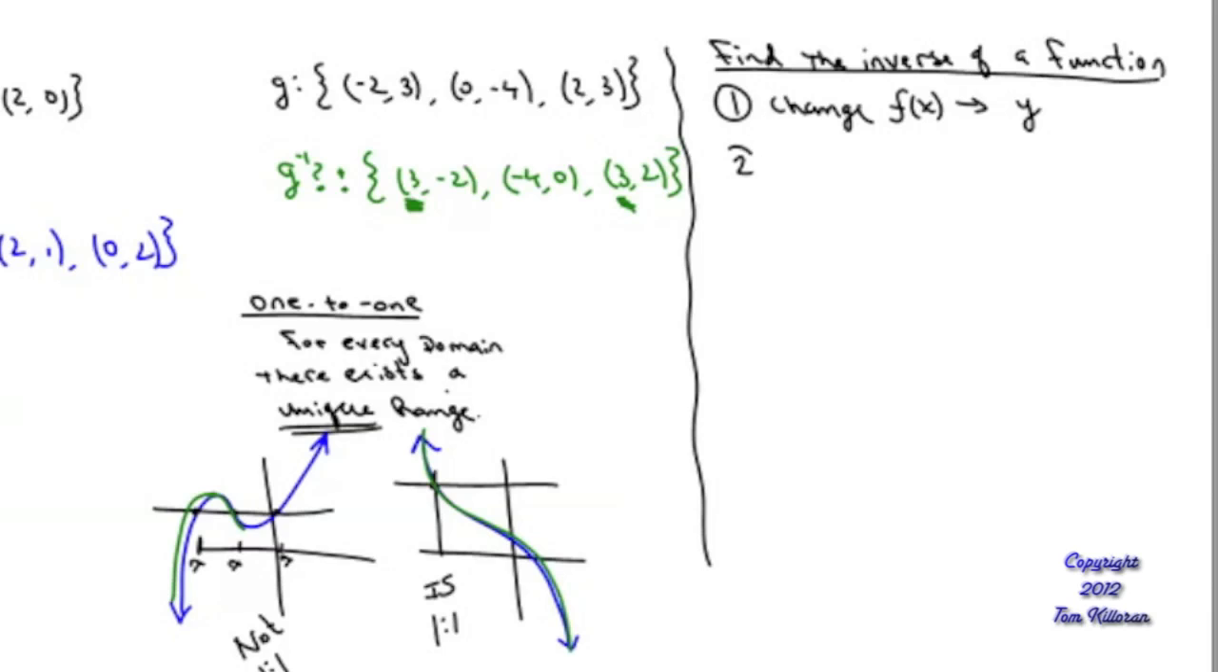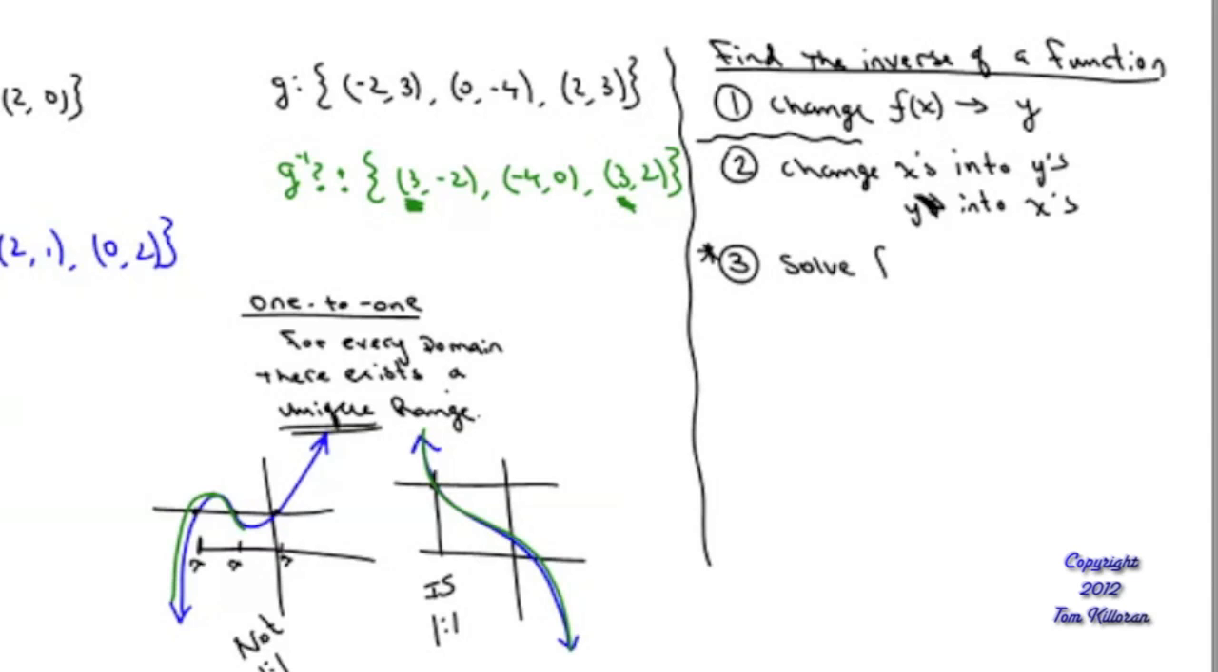Number two, change what you have there, x's, into y's, and y's into x's. Actually, it's just y. There's only one y that's going to be there. Okay. Now, at this point, step one is still talking about the original function. Step two is really talking about the inverse function. We're not talking about f of x anymore. We're talking about its inverse. Step three is the hardest. Solve for this new y.